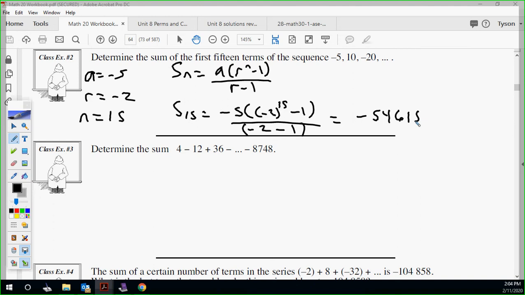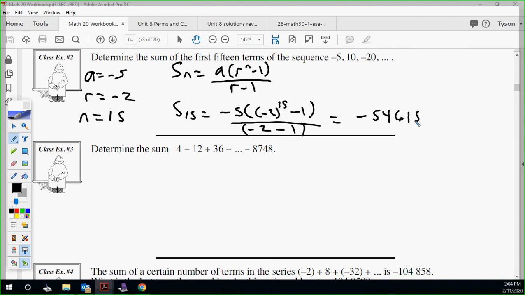So you can go and tell me then that S16 should be what type of answer? Positive, right? Because it's going to take it back over because it's going to be bigger again. Okay, good. Just little positive, negative issues with geometric. Okay. Any questions?